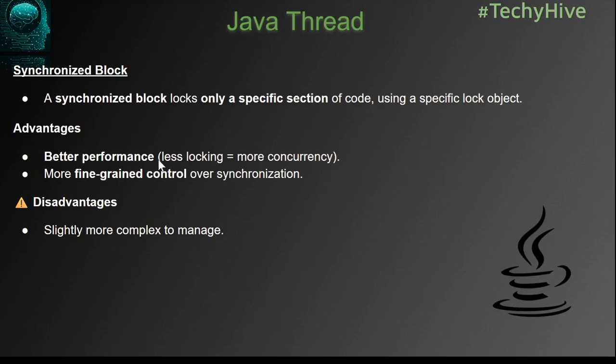Yes, we don't need to lock the entire method, so another thread can run concurrently in the other part of that method. It gives more fine-grained control over synchronization, because we can control which part of the code we want to synchronize. It's slightly more complex, because we have to find out which part of the code we have to synchronize and which part we need to leave unsynchronized.